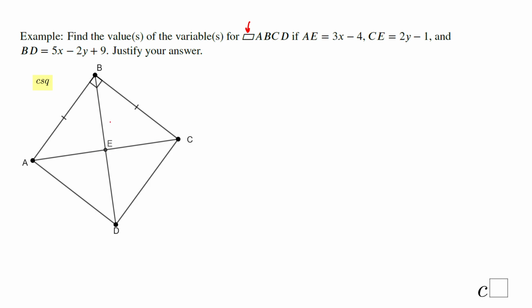What kind of parallelogram is this one? Again, we notice these two sides are congruent. We have a right angle. So again, this in fact is a square. Okay, so now let's take a look. What do we know about AE and CE? These two are congruent because that's a property of a parallelogram. The diagonals bisect each other. But in fact, this being a square, these two are also congruent with the other two.